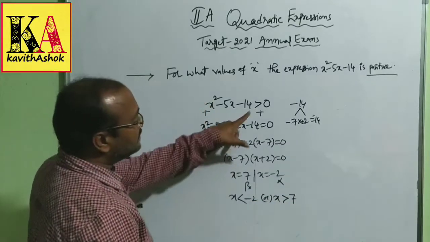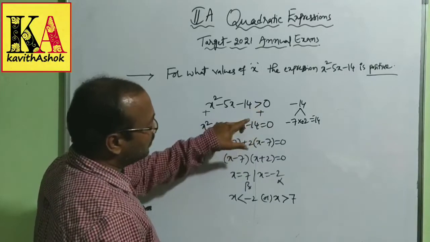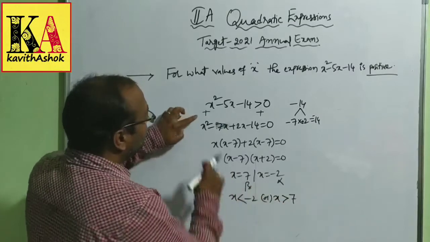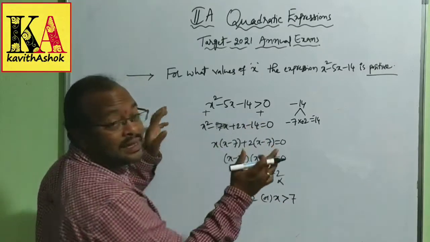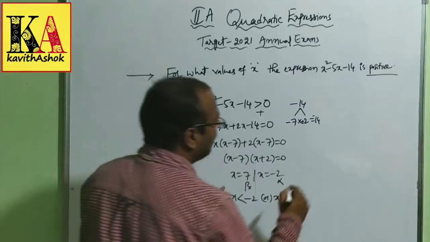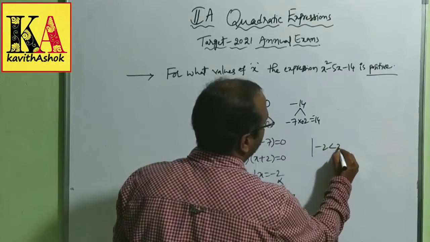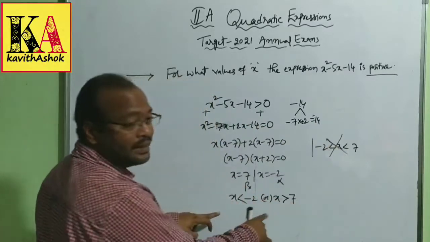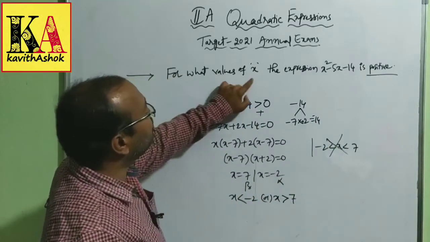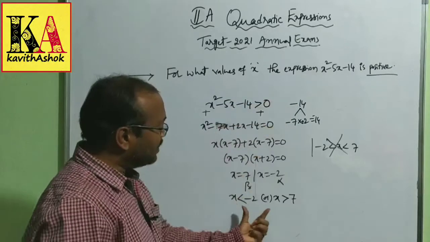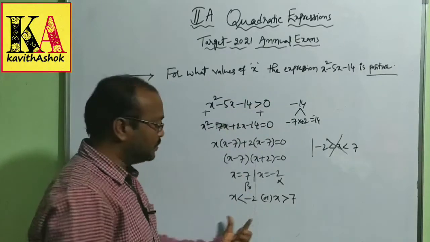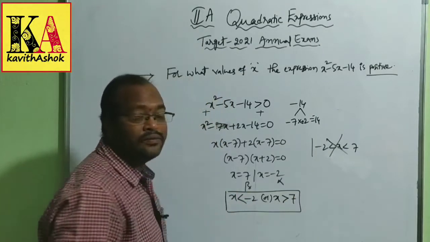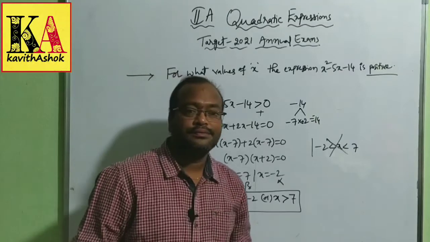Is it clear? No? Why? Because here it is strictly greater than. If greater than or equal to were there, we would get x less than or equal to minus 2 and x greater than or equal to 7. If the minus attraction symbol were there, then we could get the answer minus 2 less than x less than 7. But here it is plus, so we can't get that one. So for these values the expression is positive: x less than minus 2 or x greater than 7. That is the answer.